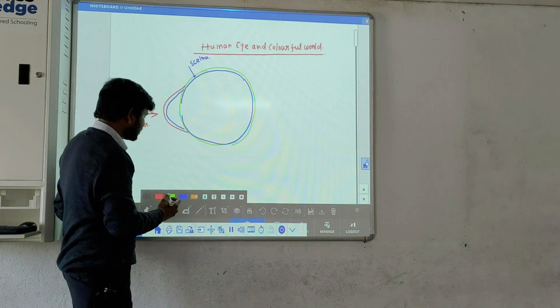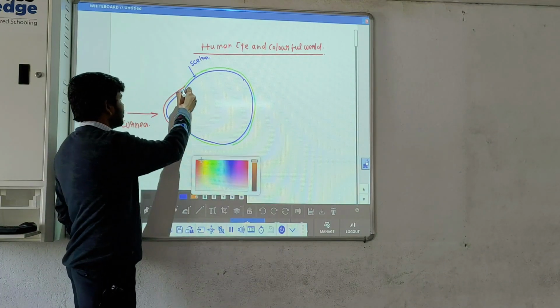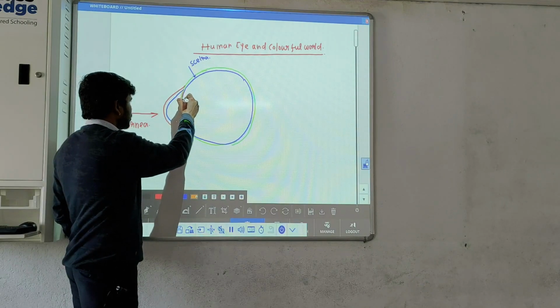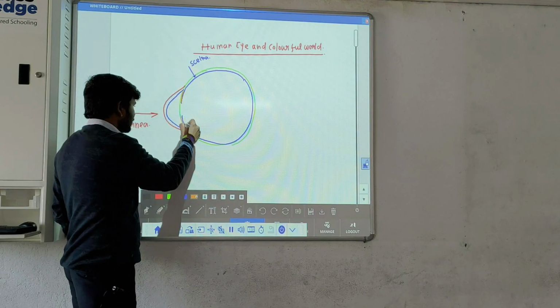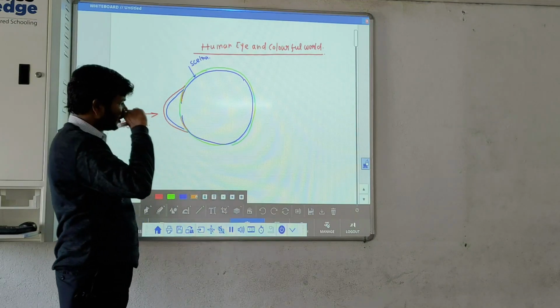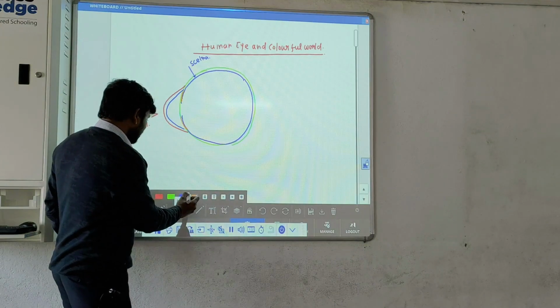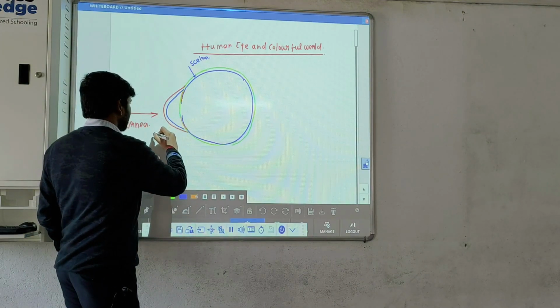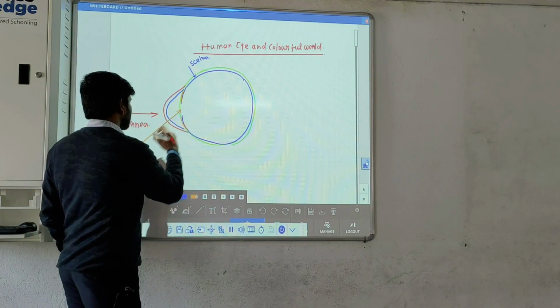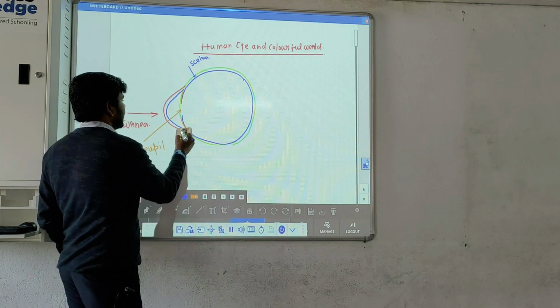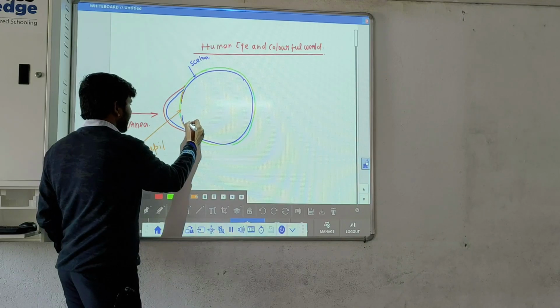And we have one iris. This part of the human eye is representing the iris. It is acting as the window of the human eye. It will control the amount of light entering into the human eye. Now next is the central hole. This central hole is known as pupil. And this part is representing the iris.